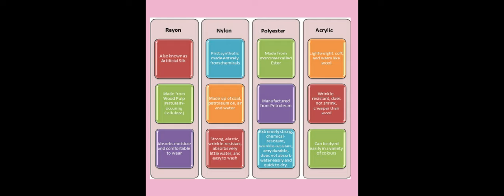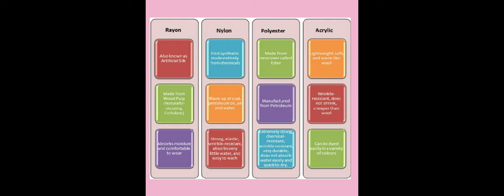Coming to the sources, rayon is obtained from wood pulp, which is given a chemical treatment. Nylon is made from coal, petroleum, air and water. Polyester is made from petroleum. Acrylic is wrinkle resistant and does not shrink. It is cheaper than wool.